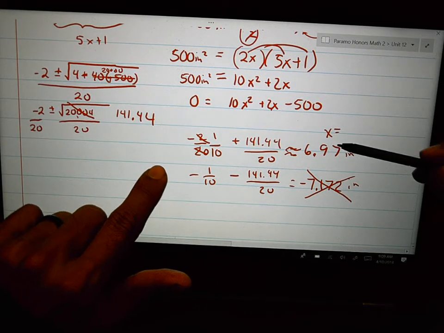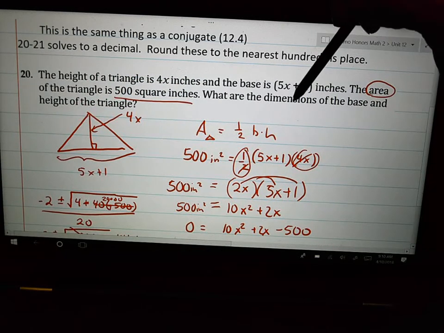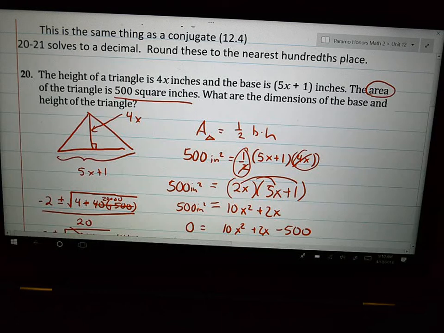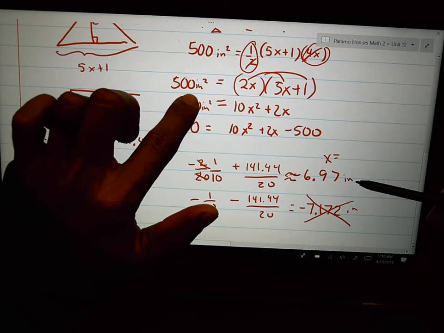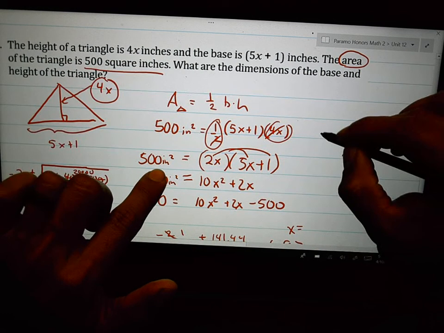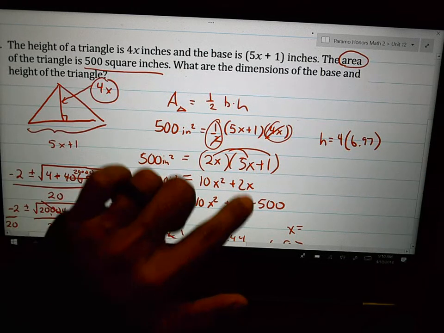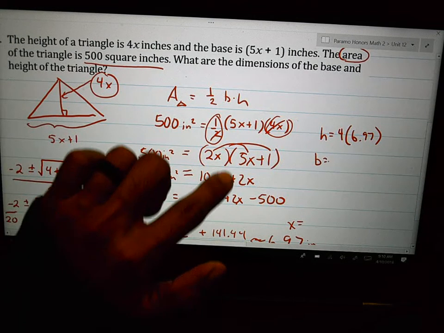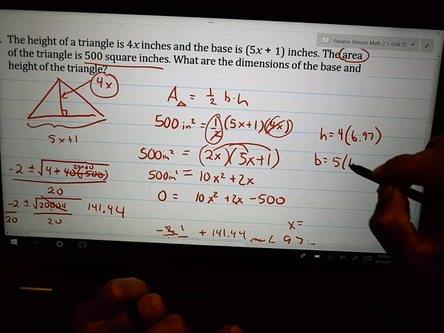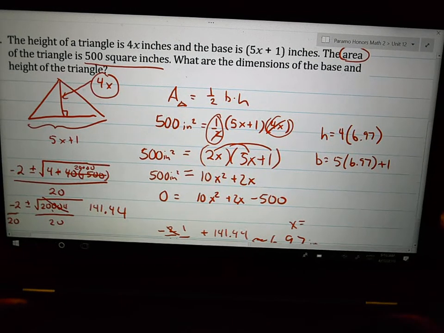This is what x could be, but that's not what the question is asking for. The question is asking for what are the dimensions of the base and the height of the triangle. So the height would be 4 times whatever we figured out. So if I'm working this problem, h equals 4 times the 6.97. If I want to know what the base is, it's got to be 5 times the 6.97 plus 1. So let's work those two things out.